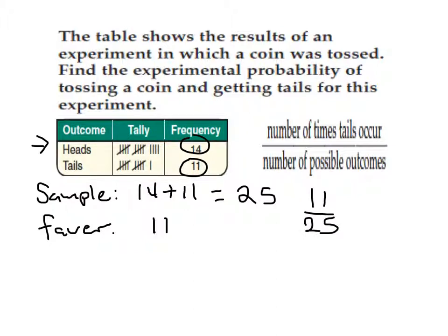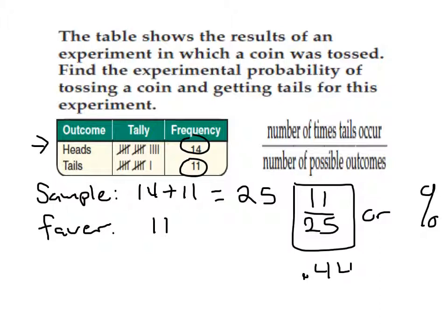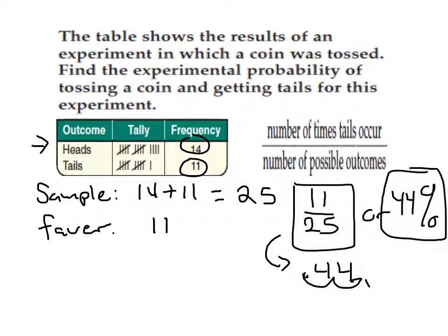Is it in simplest form? Yes, it is. Or I can write it as a percent. How do I do that? 11 divided by 25 is 0.44. Then I just go ahead and move my decimal 2 places to the right and add a percent sign. And that's my other one. The experimental probability is 44% getting tails.